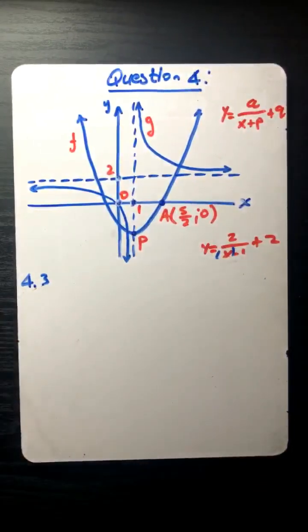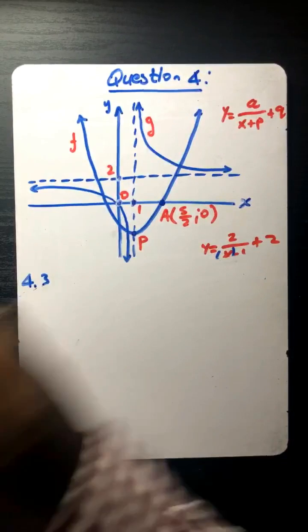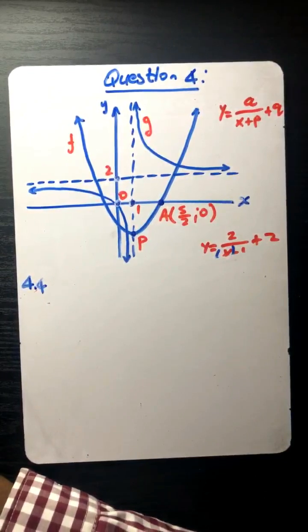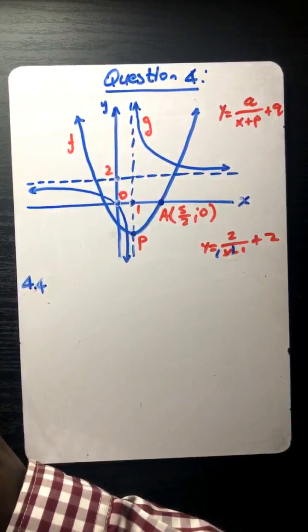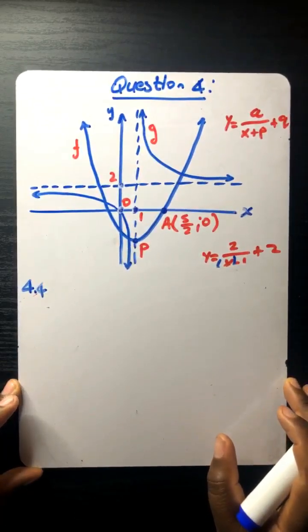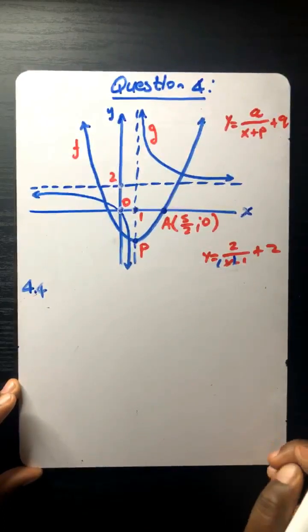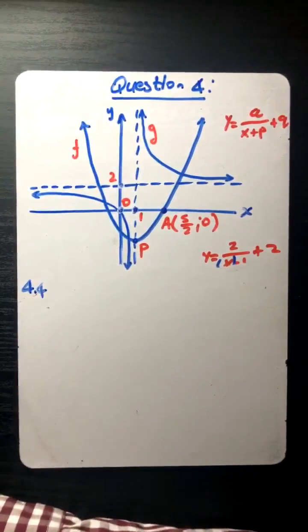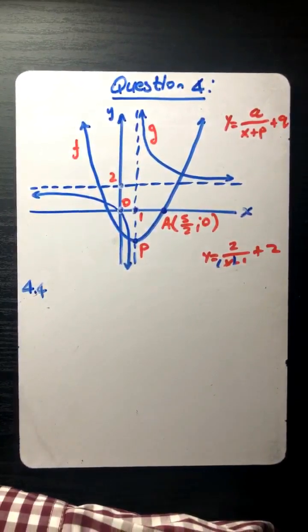Okay, so now moving on to question 4.4. So 4.4 says, determine the equation of the axis of symmetry of G in the form of y equals mx plus c if m is less than 0. Again, what is the question there? They want you to determine an equation of the axis of symmetry. Okay, what is the axis of symmetry? If you do not know what is the axis of symmetry, then you won't be able to answer this question. But axis of symmetry for which function?